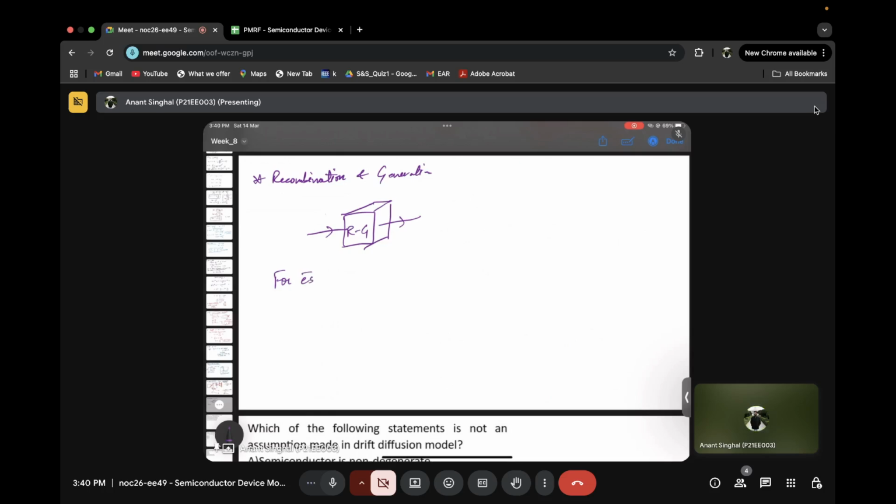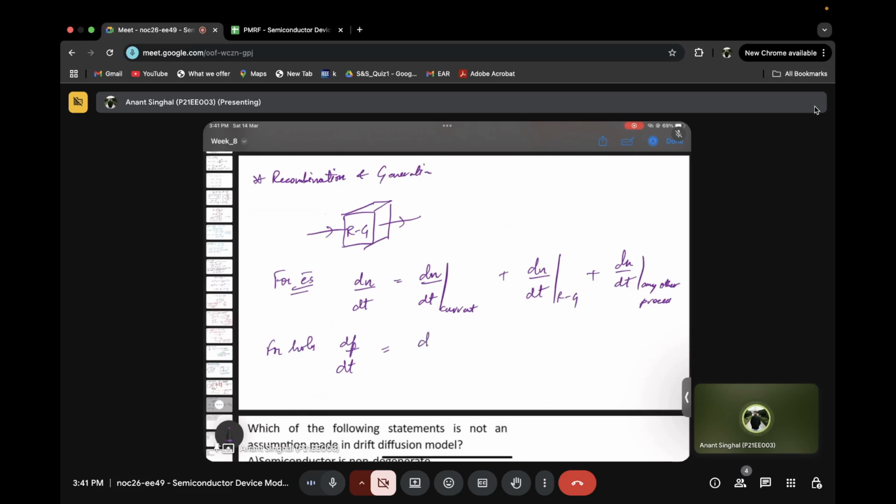For electrons, the overall change is dependent upon time, obviously. The concentration change with respect to time can be due to the change in current, due to recombination and generation, or due to any other process that can happen, maybe diffusion, drift, or any other. Similarly, for holes, the dp by dt contribution could be from the current, from recombination and generation, or from any other process. I'm not writing that in. Even if we ignore any other process for now, we are majorly trying to focus on generation and recombination, and due to current, let's say we are at steady state. Okay, so let me try to explain this.